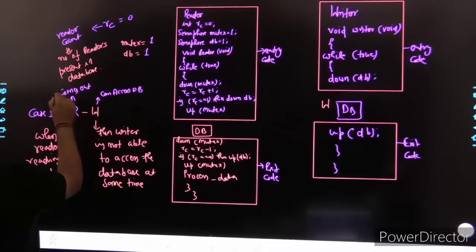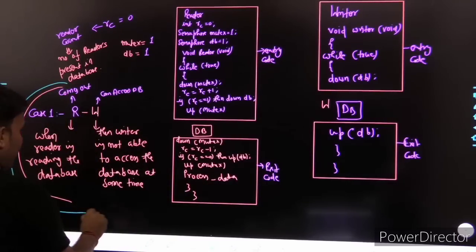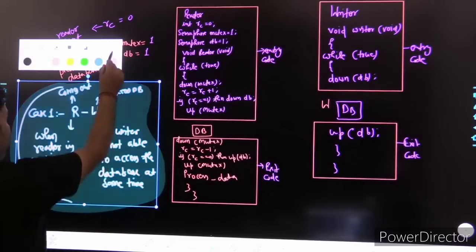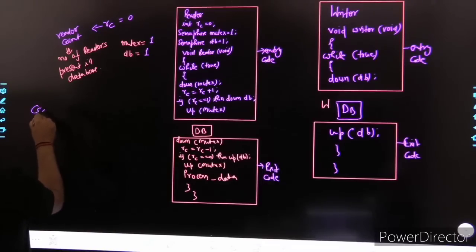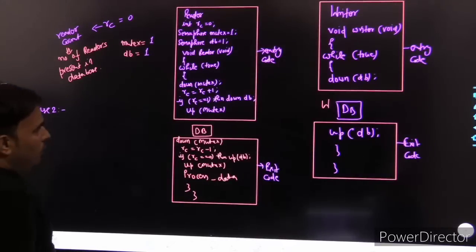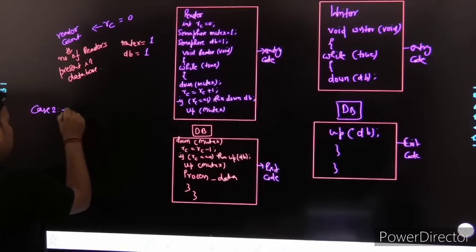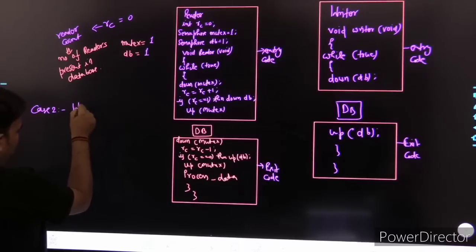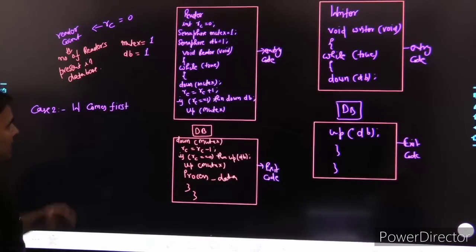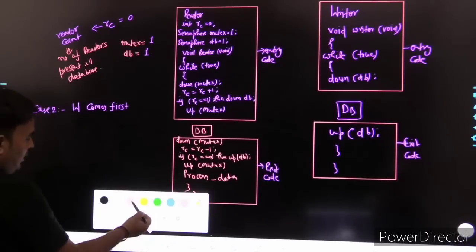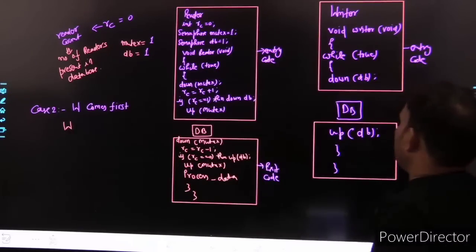Now I am going to take case second. In case second, suppose the writer comes first. Suppose W, the writer, comes first, it will execute the writer code, my dear friends. Suppose the writer comes first, it means it will execute the writer code.